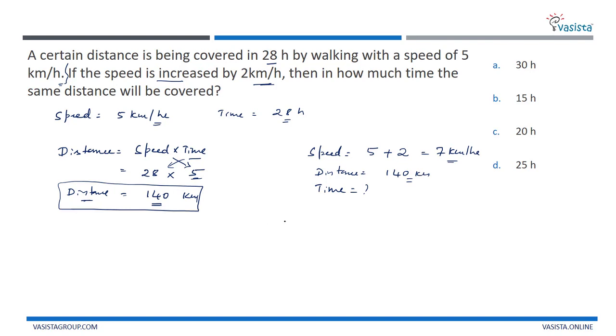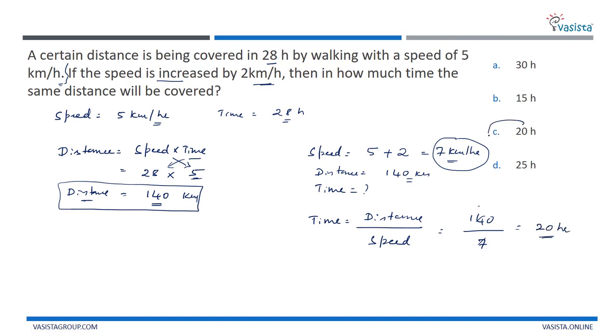Let us check this out. We know that distance is equal to speed into time. So time is equal to distance by speed. Distance is 140. Speed is 7, not 27, 7. So divide it: 7 ones are 7, 7 twos are 14. The time becomes 20 hours. The answer here is C. Hope you understood. Fine.